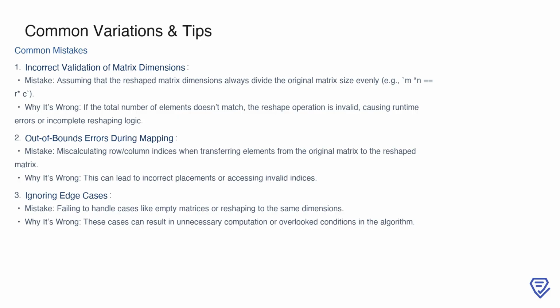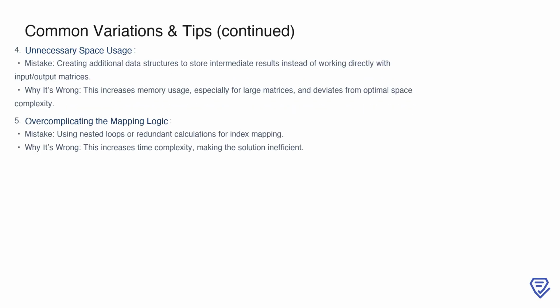Additionally, edge cases are often overlooked. Scenarios like empty matrices or reshaping to the same dimensions may not introduce new data but can still result in unnecessary computation or unhandled conditions, making the algorithm less robust. Another mistake to watch out for is unnecessary space usage. Some solutions create additional data structures to store intermediate results, which can significantly increase memory usage, particularly for large matrices. This deviates from optimal space complexity and should be avoided.